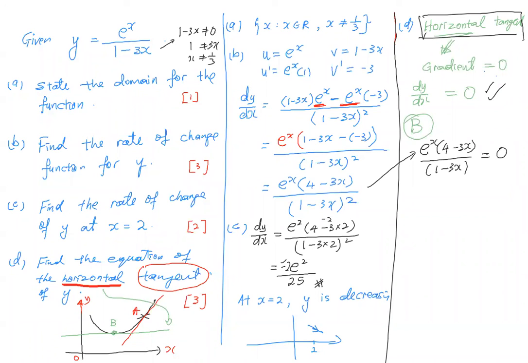So e to the power x, 4 minus 3x is equal to 0, times anything, I get 0. So what is the next step I should do? What is the next step that I should do?